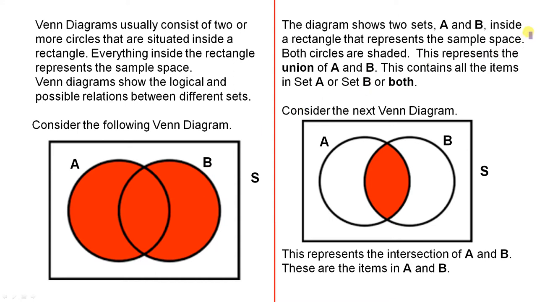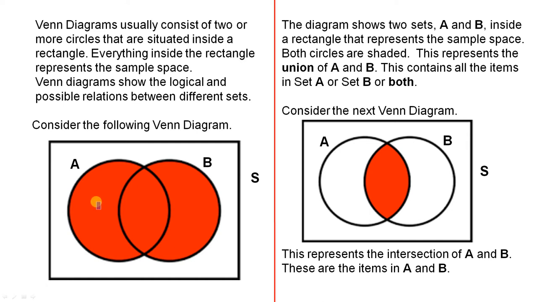The diagram shows two sets A and B inside a rectangle that represents the sample space. Both circles are shaded. This represents the union of A and B. This contains all the items in set A or set B or both. In other words, it's everything here plus everything here plus everything here.